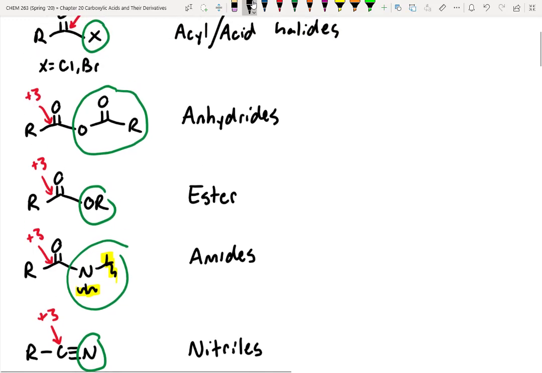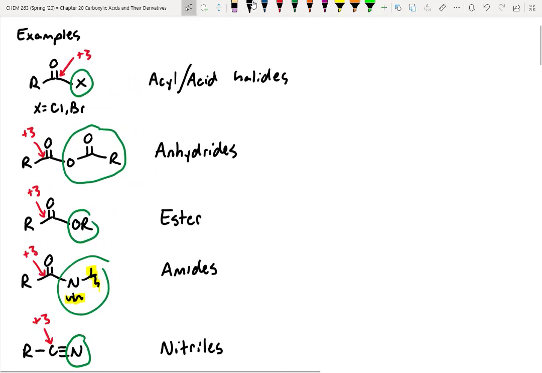So the rest of this chapter, what we're really going to look at is the reactivity of all of these carboxylic acid derivatives. And it's pretty interesting when we get into it, but before we do that, let's talk about how to name all of these according to IUPAC rules.